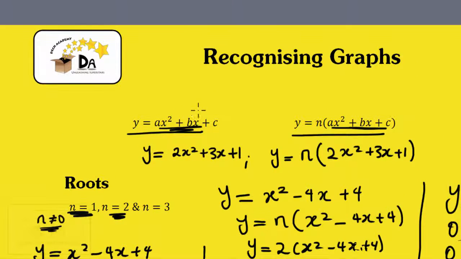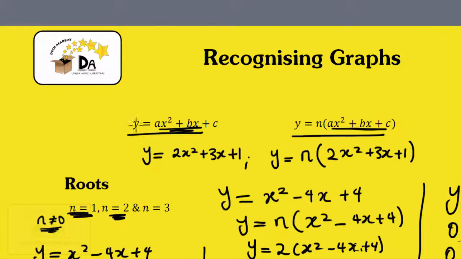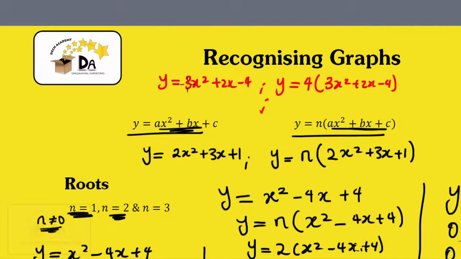So I'll just go back to the main point. A quadratic equation y equals ax squared plus bx plus c has the same roots as the equation y equals n times the same ax squared plus bx plus c. So an equation y equals 3x squared plus 2x minus 4 has the same roots as the equation y equals n times 3x squared plus 2x minus 4, where n is any number. So in this case, I'm going to let n be 4. So 4 times 3x squared plus 2x minus 4 also has the same roots as this equation. Also has the same roots as the equation y equals 5 times 3x squared plus 2x minus 4.